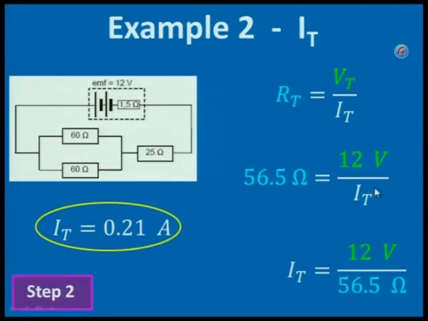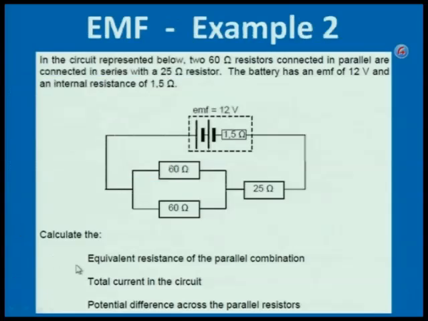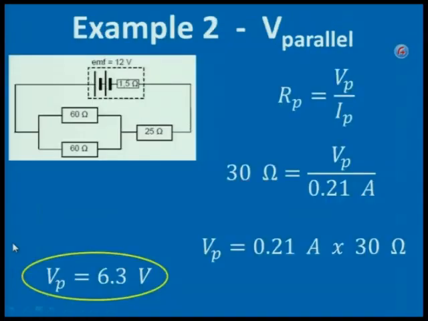And then you can calculate I, which is 12 over 56.5 ohms, which gives you the total current flowing through the circuit as 0.21 amperes. Let's look at the last part of the question: the potential difference across the parallel resistors.